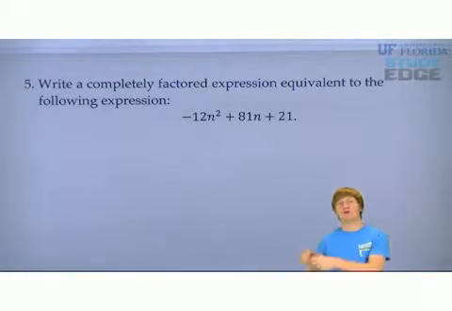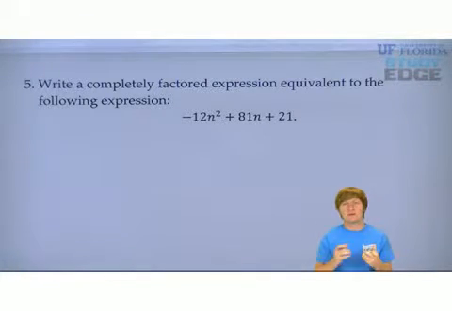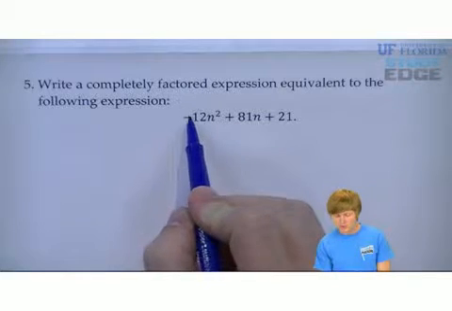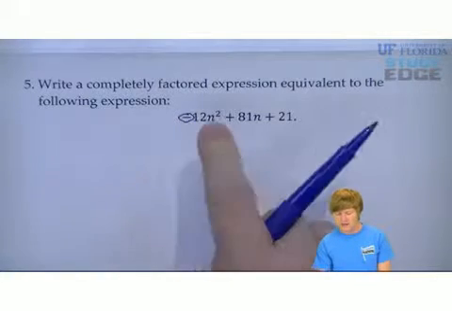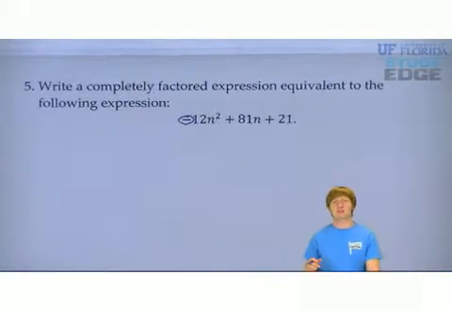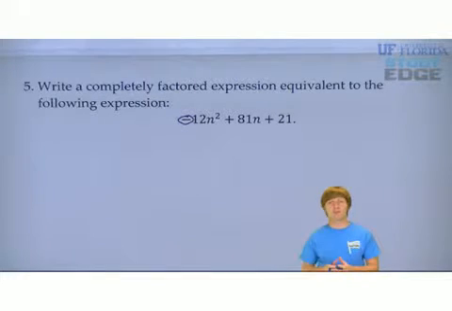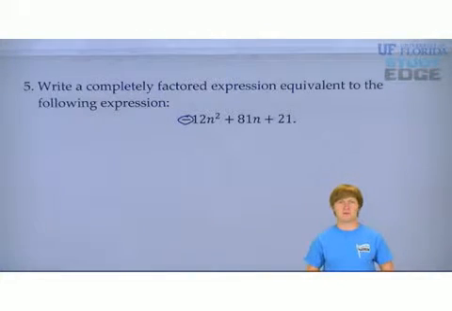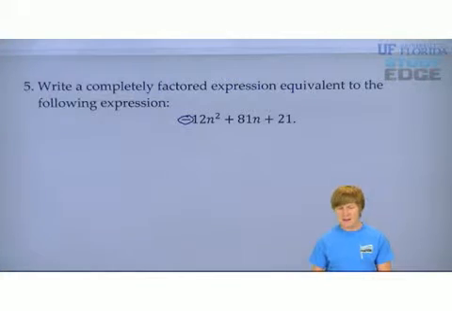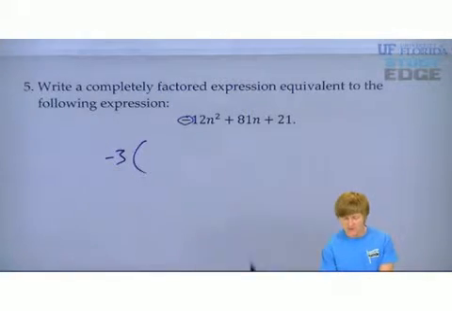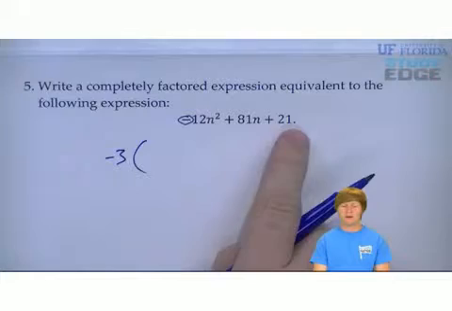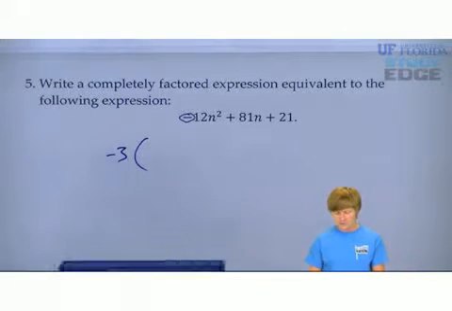So what we can do is pull out a 3. And what I'm going to do is actually pull out a negative 3, because I don't like my n squared term, or just my squared term in general, to be negative whenever I'm working problems like this. So I'm going to factor out a negative 3. How do I do that? Well, it's like I'm dividing each one of my terms by a negative 3. It's really all that I'm doing.